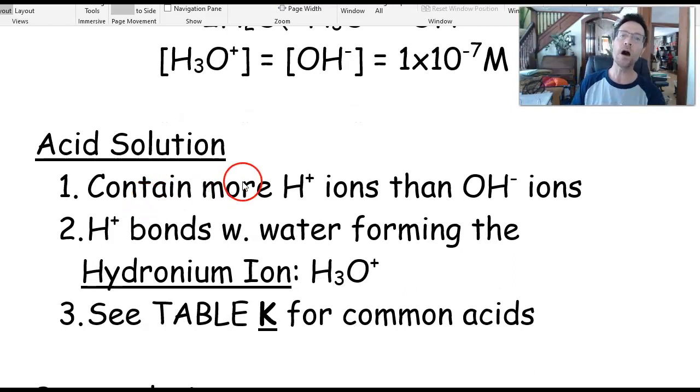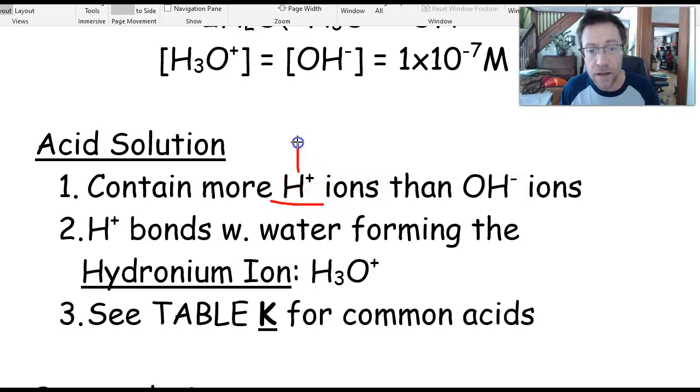So here's the deal. What makes something an acidic solution is this, right? There are more hydrogen ions. Do you understand what I'm saying? And this hydrogen ion is another way of writing out the hydronium.